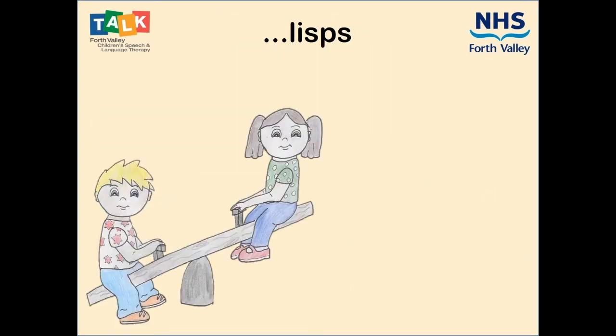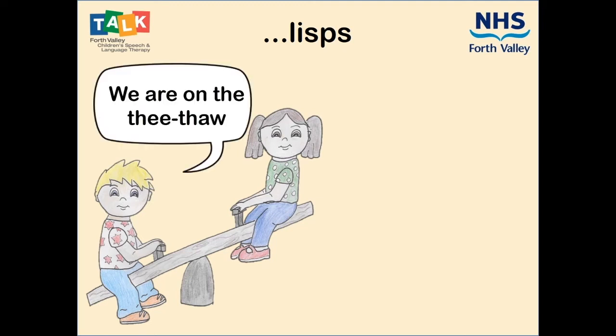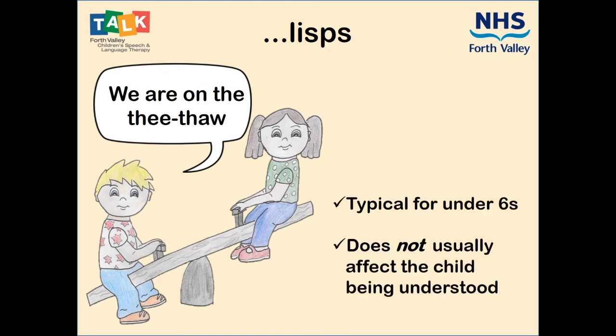Lisps are another process that we commonly see in younger children, particularly before their second teeth come in. "We are on the seesaw." Changing the S sound like this is common, particularly for the under sixes, and once again it doesn't usually affect the child being understood. We can still work out what they're saying if that S sound has changed a bit.